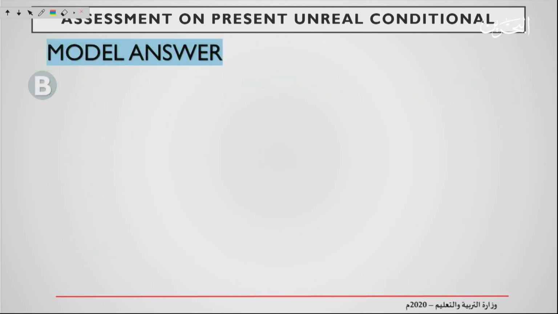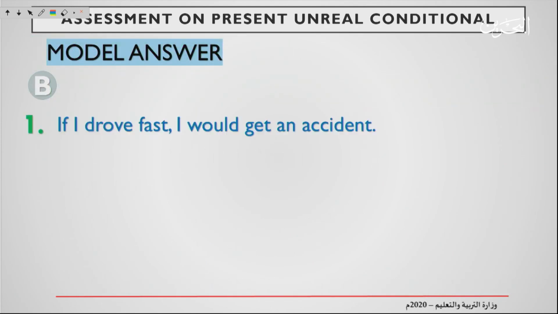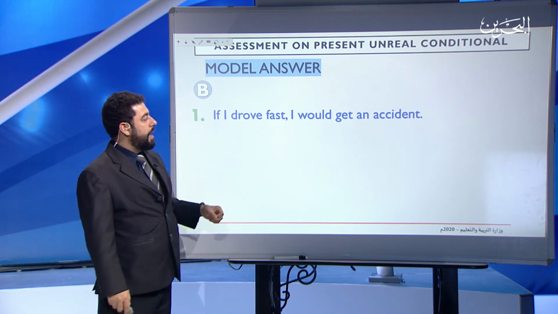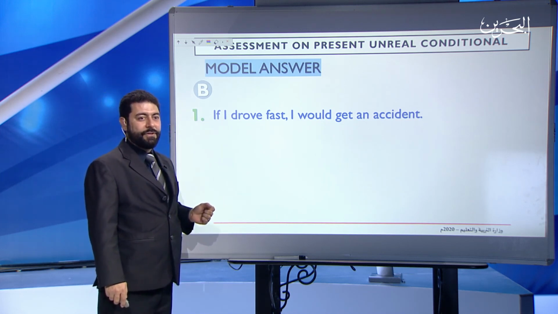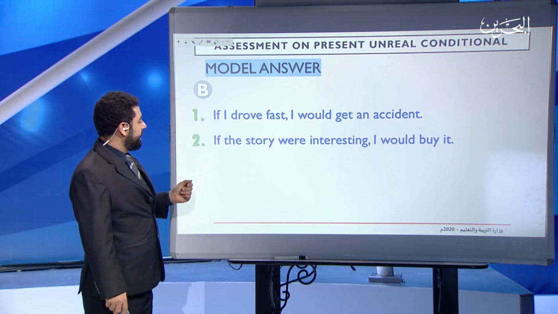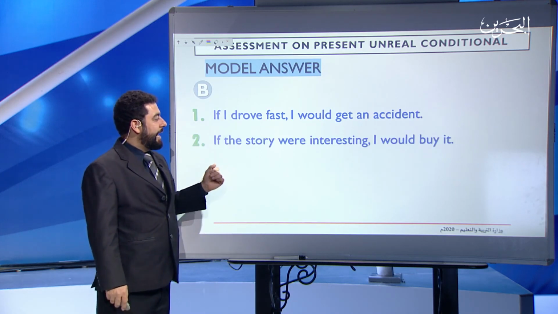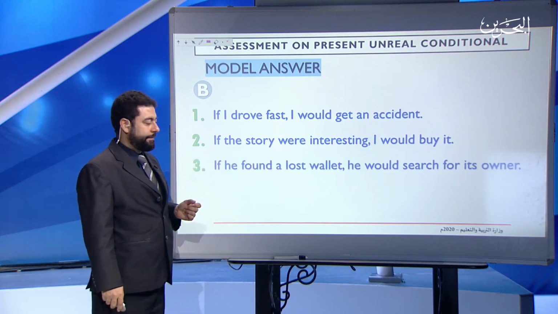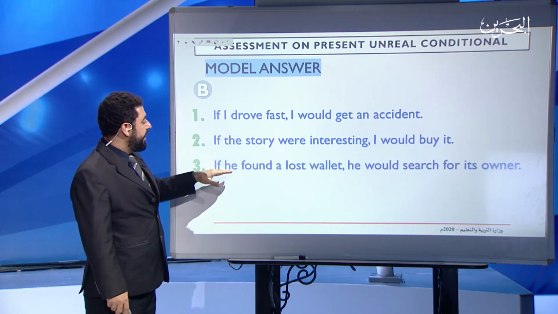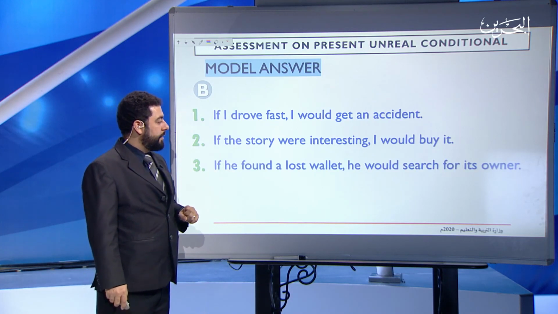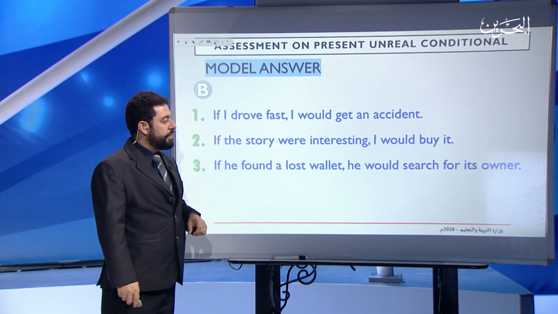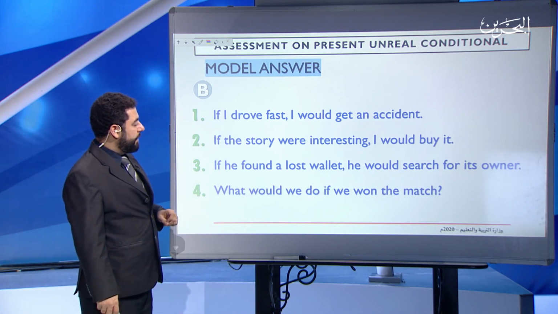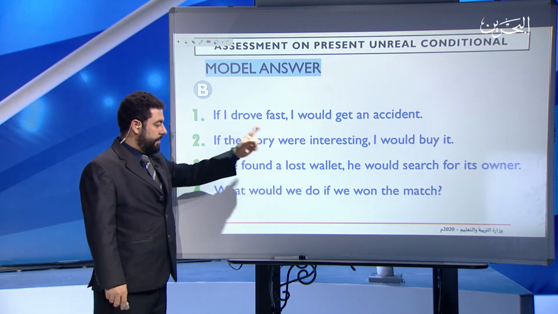Now let's jump to the model answers for question B. So the first one, if I drove fast, comma, I would get an accident, full stop. 2, if the story were interesting, comma, I would buy it. 3, if he found a lost wallet, he would search for its owner. 4, what would we do if we won the match, question mark.